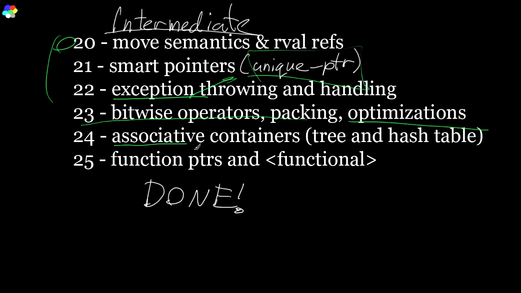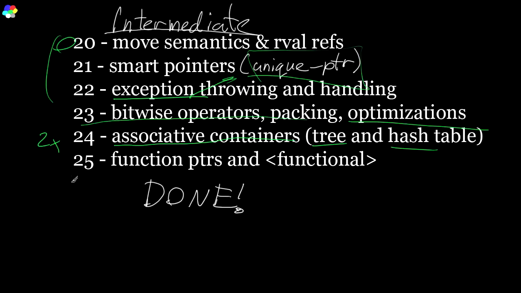Then we got associative containers. This is some very useful stuff from the standard library. I'm going to teach you about the tree type, which is map and set, and the hash type, which is unordered map and unordered set. And this one might actually be two videos, part 1 and part 2. But these ones are going to be very useful.